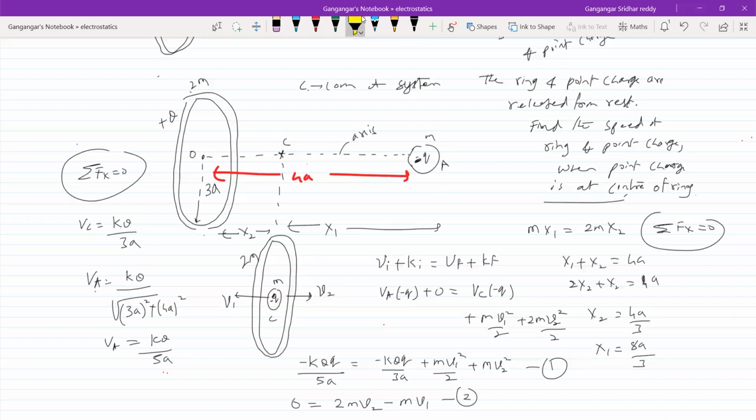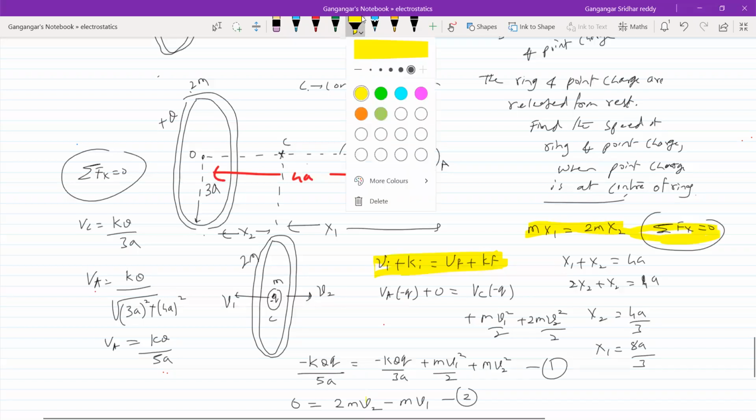So these are the interaction potential energy. The core conservation of mechanical energy idea is what we applied. Center of mass concept, you see, the main ideas. Then conservation of linear momentum.